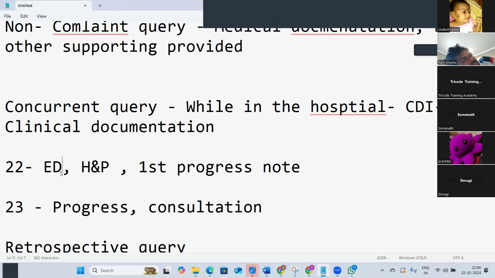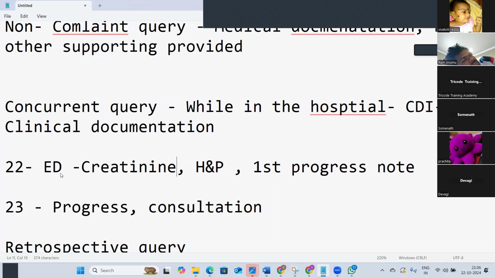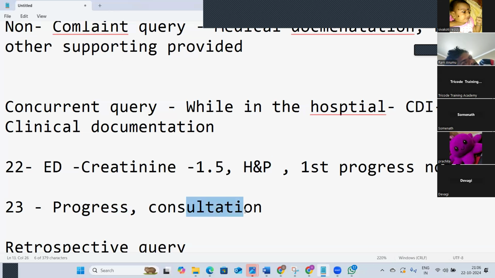See, for example, he mentioned creatinine abnormal, a creatinine value of somewhere around 1.5. But he doesn't document the diagnosis anywhere, not in the H&P, this progress note, or this consultation. Nowhere documented. Then the CDI coder is responsible for that. Okay.